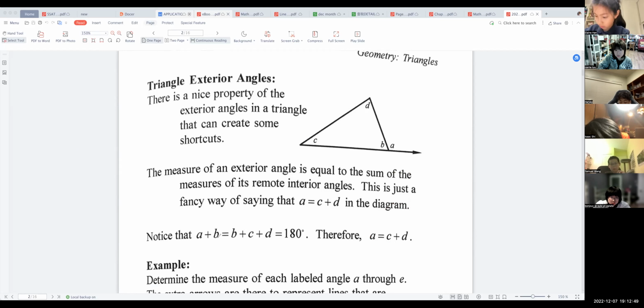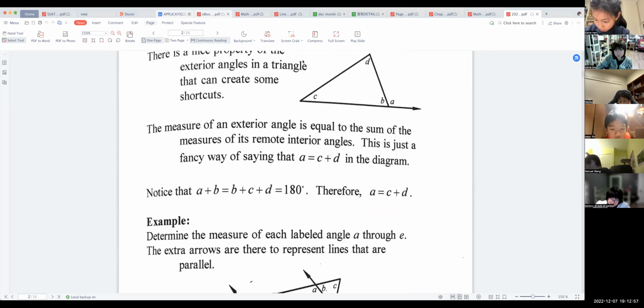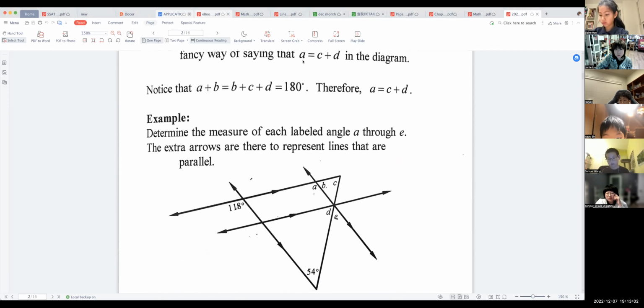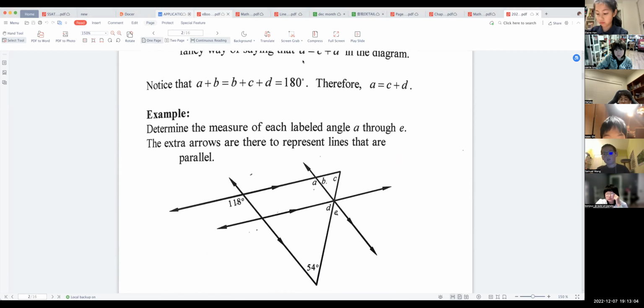Okay, and also there's a very important thing, the example, okay? So let's take a look at the example. Okay, so let's take a look at this one. Determine the measure of each labeled angle A through E. Okay, 你告诉我 A 等于几度, B 等于几度, C 等于几度, E 等于几度, D 等于几度. Okay, take a look. 这个意思他们两个是平行的, 这个意思他们两个是平行的. Okay, so they are parallel to each other. It looks a lot more complex than it should be. It should have the extra lines.